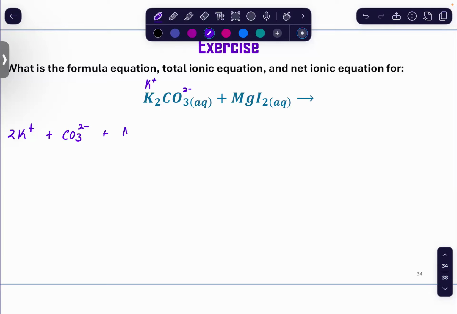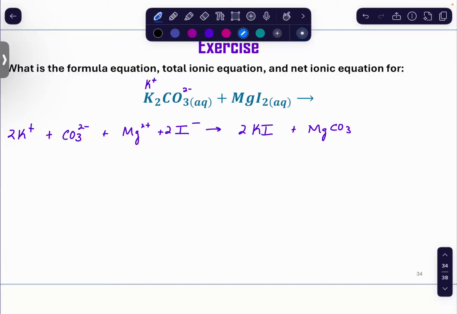Now let's see. Magnesium is a group 2 element, so its ion is a +2. Iodine is a group 17 element, so its ion is a -1. And when those ions switch places, we are going to get potassium iodide and magnesium carbonate. Magnesium carbonate, again, is a 1-to-1 because the magnesium is a +2, carbonate's a -2. I only need one of each ion to neutralize. Potassium iodide, potassium is a +1, iodide is a -1. I only need one of each ion to neutralize.